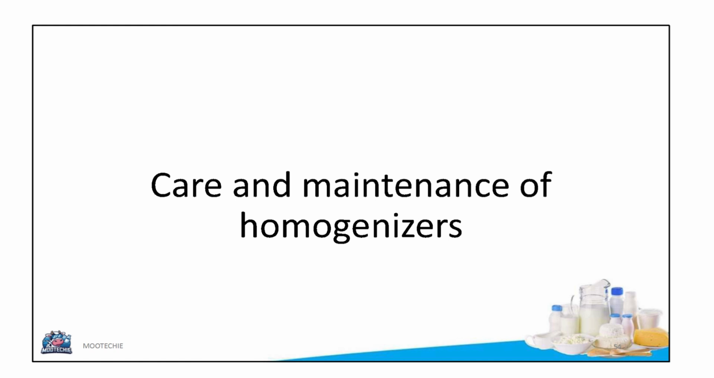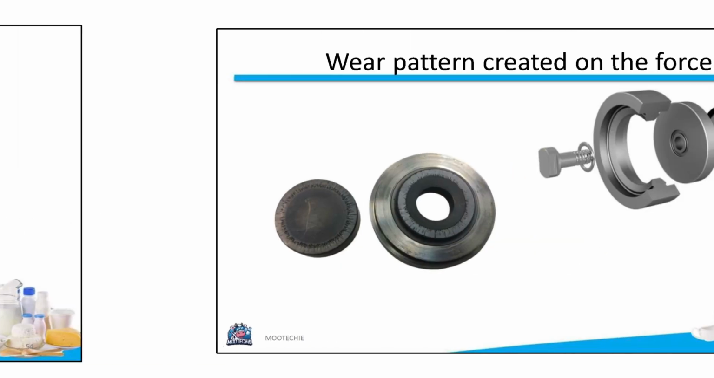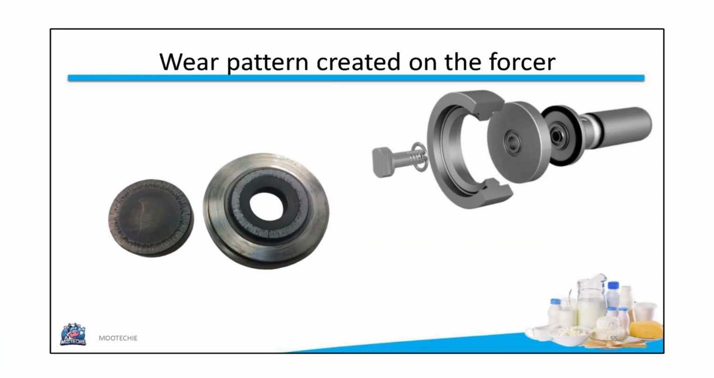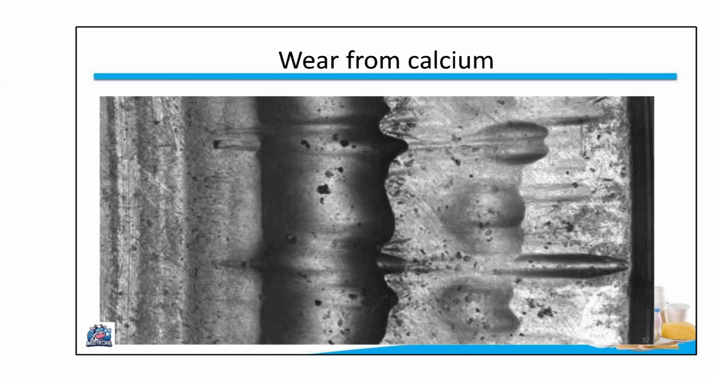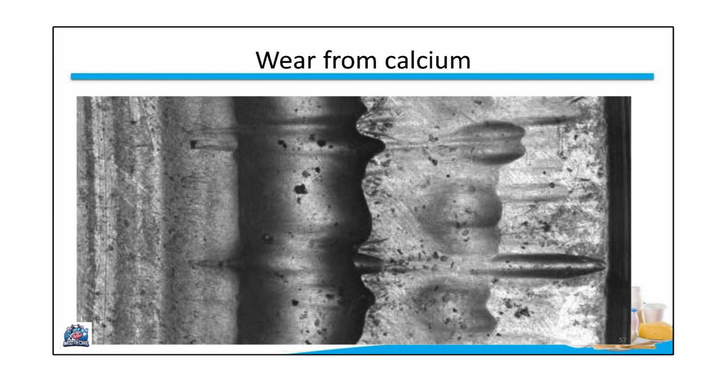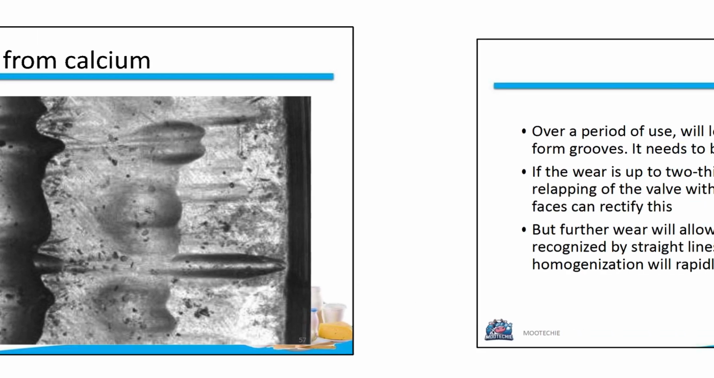Finally, we come to the care and maintenance of homogenizers, which is crucial for their longevity and performance. Wear is a major issue. This slide shows the wear pattern created on the forcer of the valve. The stainless steel seat also wears out over time, as shown in this image after 600 hours of operation at 600 bars. Calcium deposits from the milk can also cause significant wear on the components.